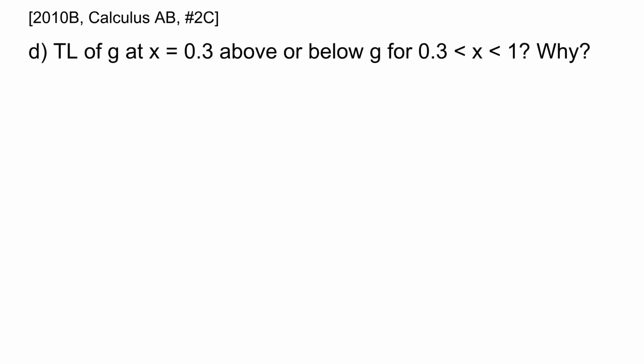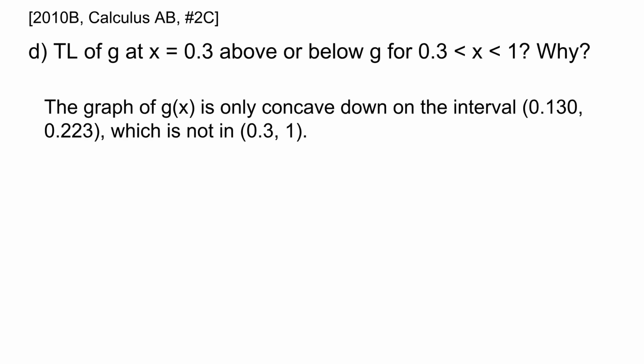In part D of this question, we are asked if the tangent line to the graph of g at x equals 0.3 is above or below the graph of g on the interval from 0.3 to 1, and to explain why. So we've already determined that the graph of g is only going to be concave down on the interval from 0.130 to 0.223, but that is not a subinterval of 0.3 to 1.